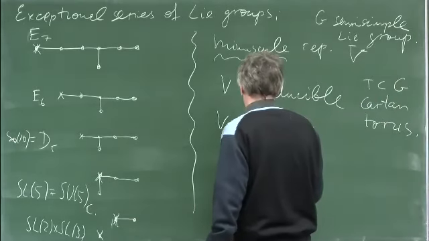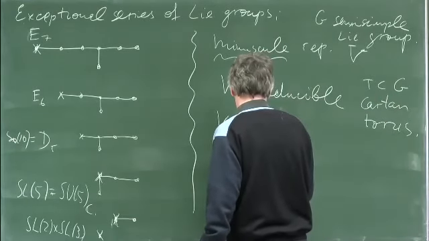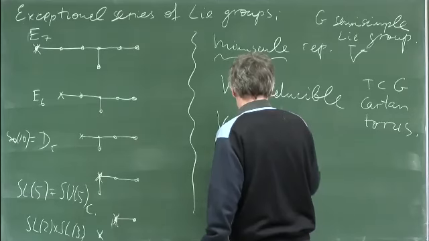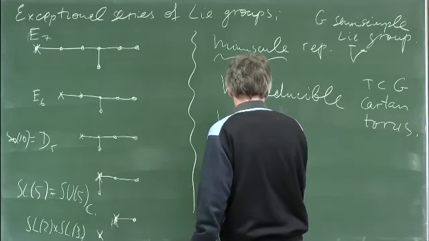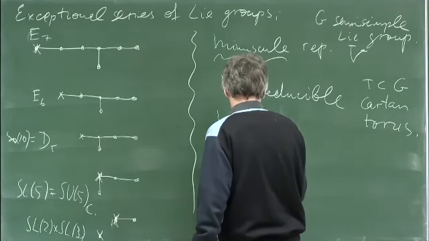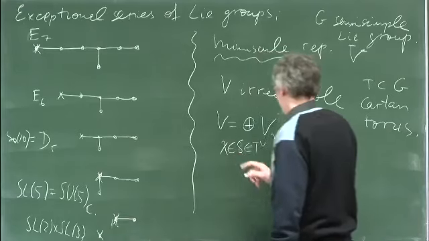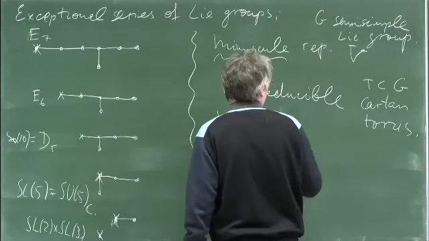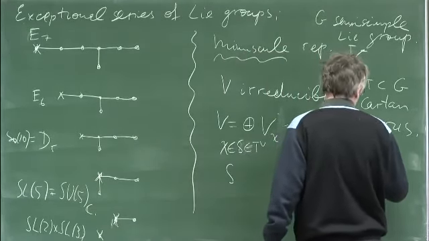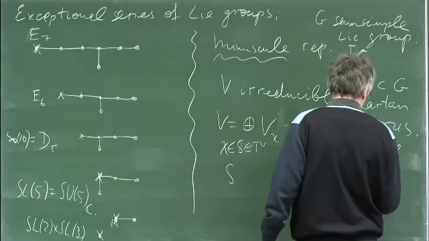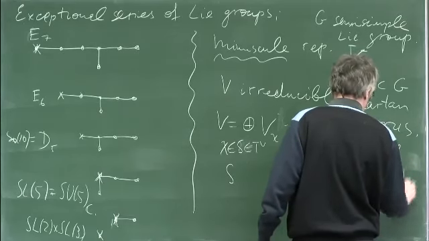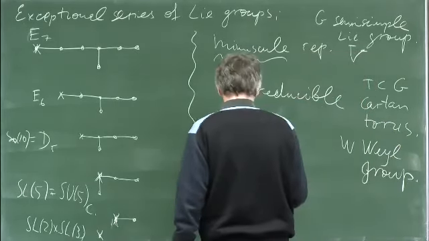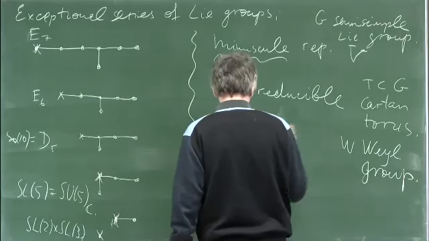So it's called minuscule if, so it's actually some finite subset in here, right? So chi belongs to some finite subset S, and S is a W orbit, where W is the Weyl group. So minuscule means that S is transitive with respect to the action of W.